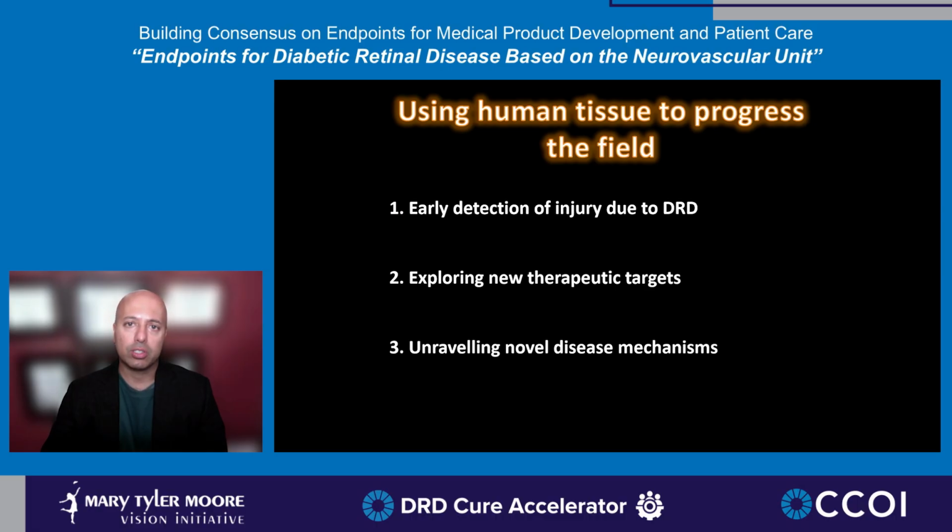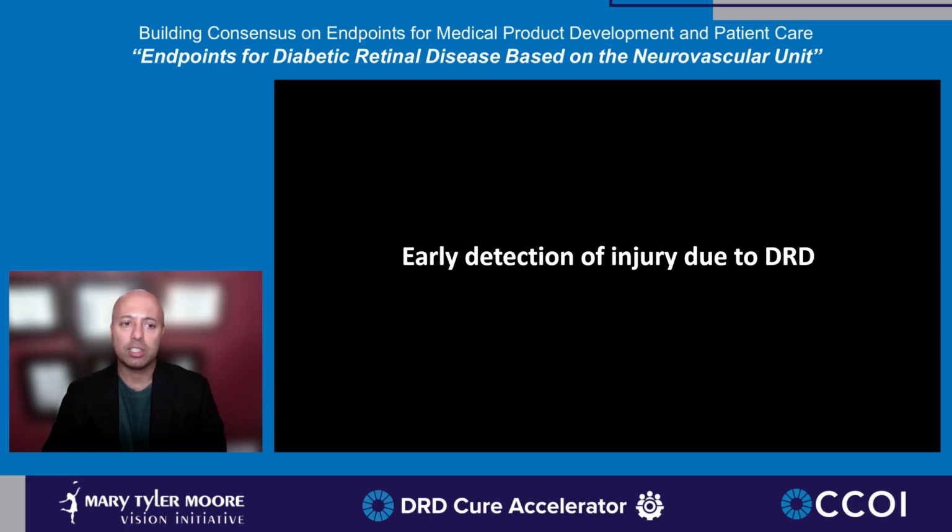I think the first instance is looking at early detection and biomarkers of early retinal injury. The second, of course, is exploring new therapeutic targets for conditions and complications we have no treatment for. And finally, of course, unraveling new frontiers and disease mechanisms.